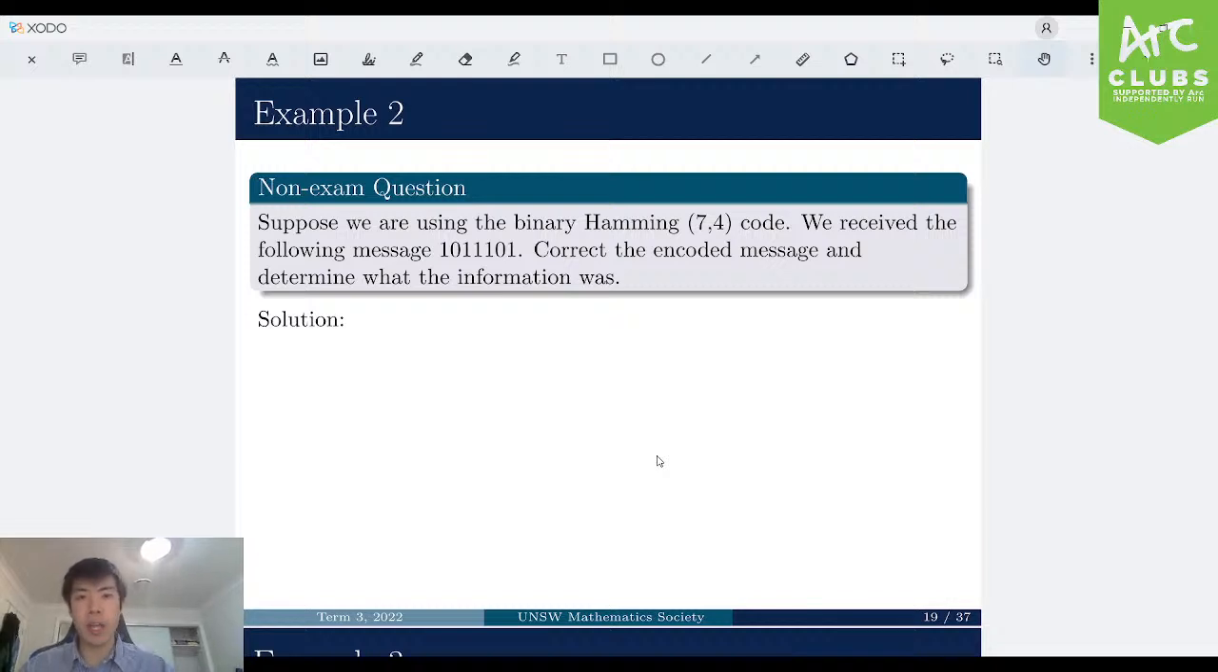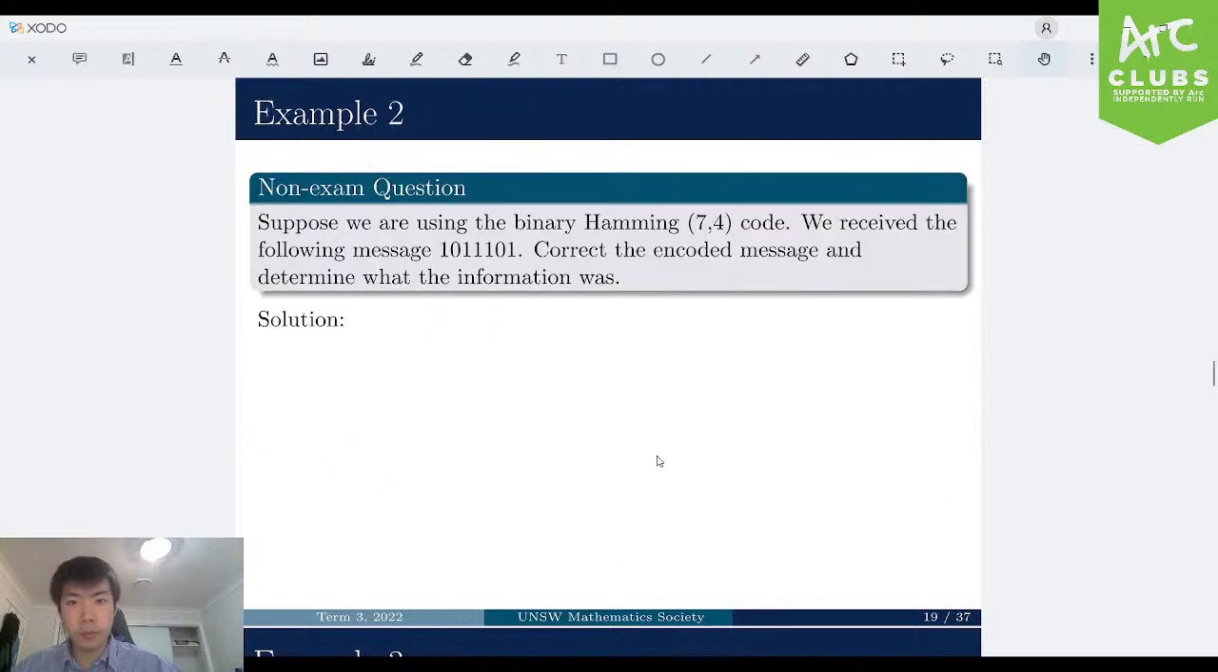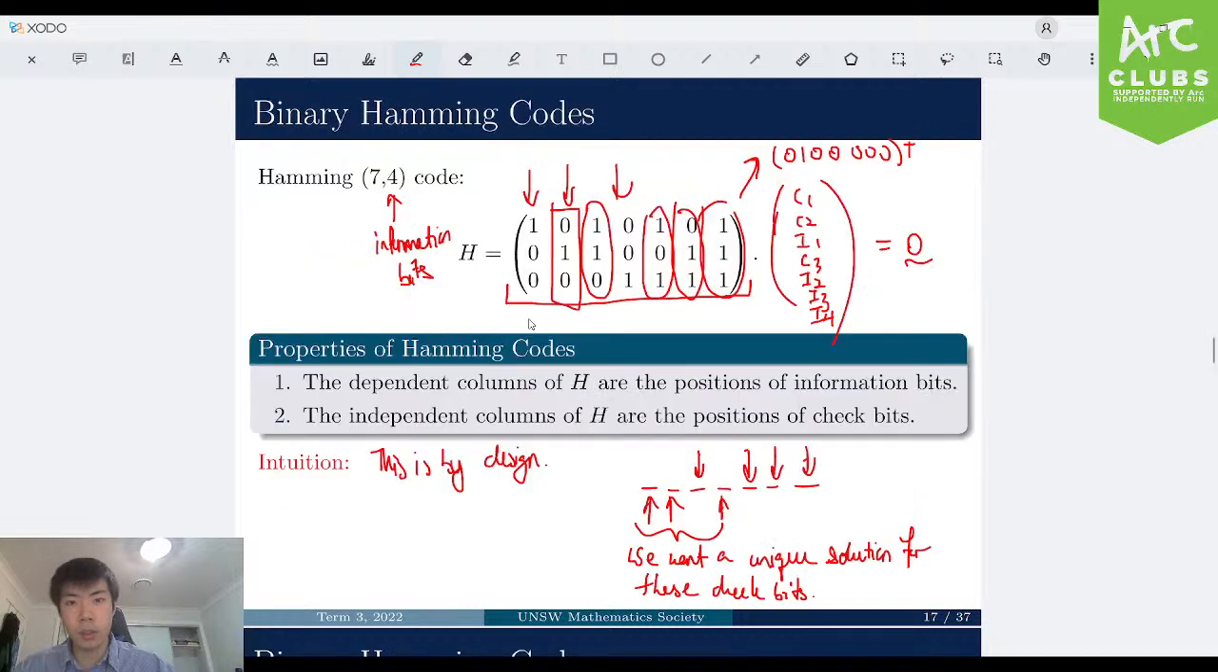So here's an example. Suppose we're using the binary Hamming 7,4 code and we receive the following message. Correct the encoded message and determine what the information was. So let me copy down the H matrix first. It should be this. So H is 1, 0, 0, it should be 0, 1, 0, 1, 1, 0, and then what?